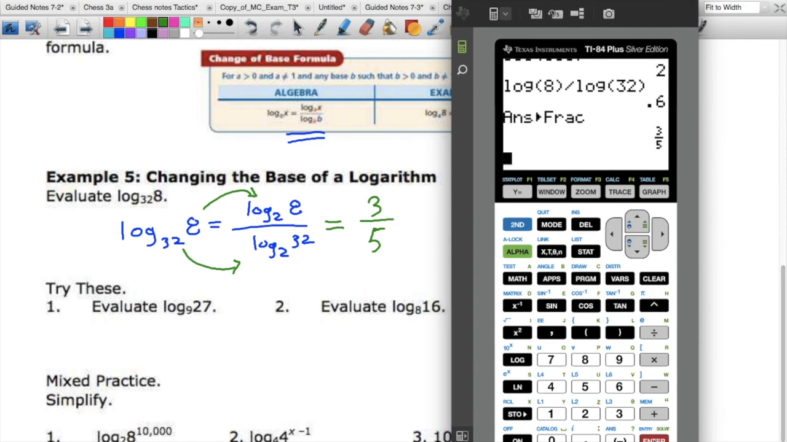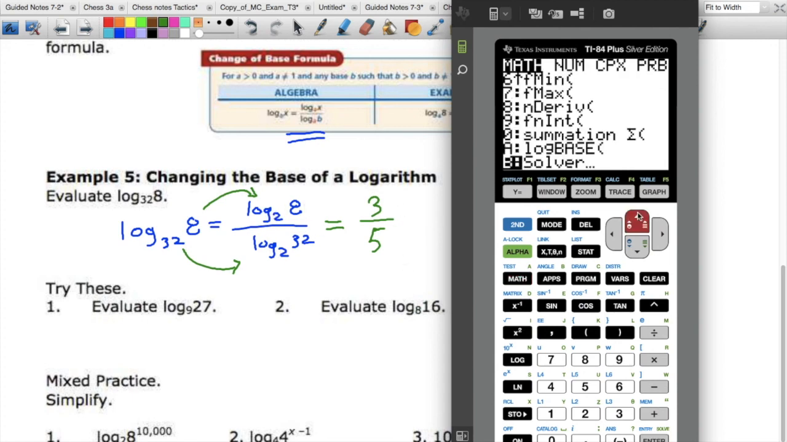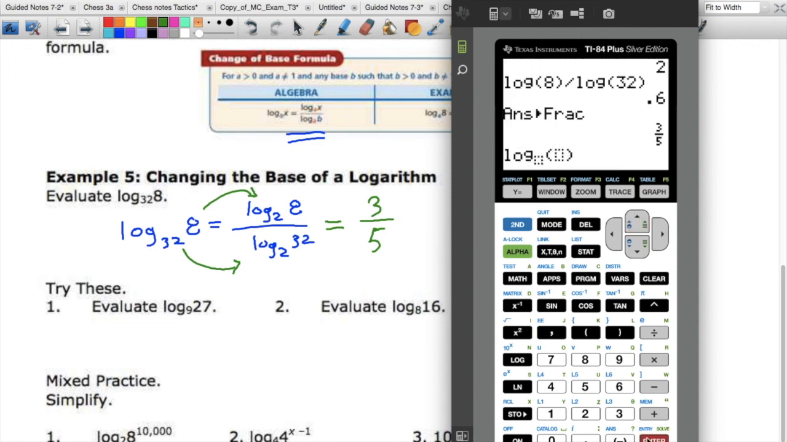Because the calculator couldn't do a different base, you would have to use log base 10, so you do log of 8 divided by log of 32. In this case, we use log base 2 of 8 and log base 2 of 32, so we get the answer. But now our calculators do math. You go up to log base, you say log base 32 of 8, and you get the answer 0.6 or 3/5.